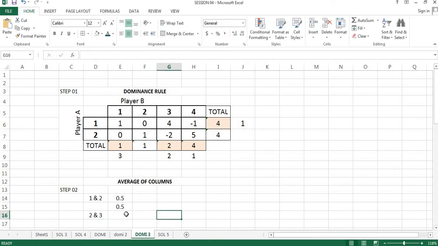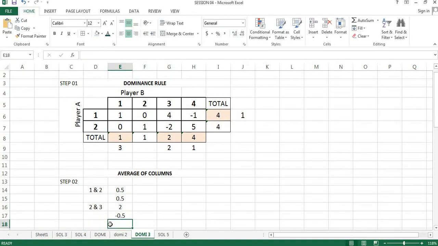Okay, 2 and 3 it is. So for taking 2 and 3, it is 0 plus 4 divided by 2. So the answer is 2. Then 1 plus minus 2 is 1 minus 2, divided by 2. So the answer is minus 0.5. So let us compare this 2 and 3 with 1 and 4.